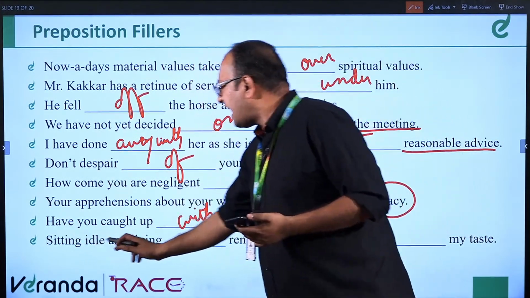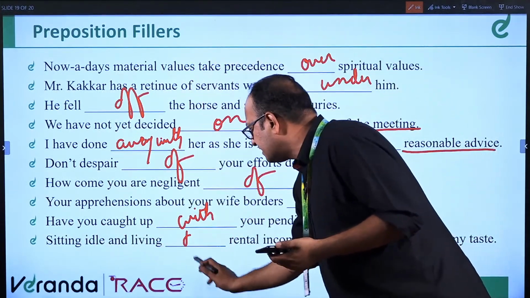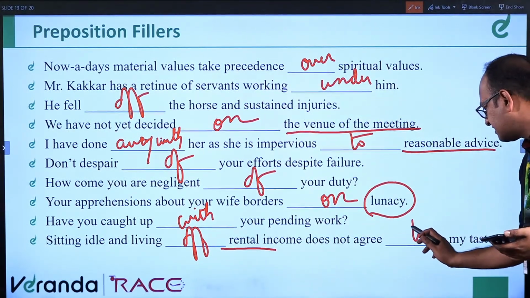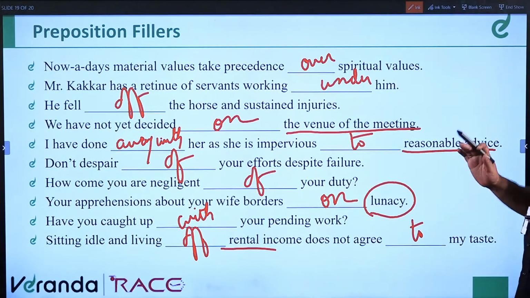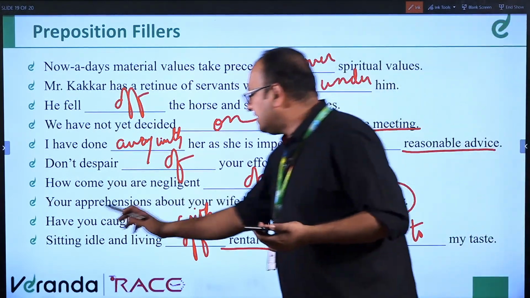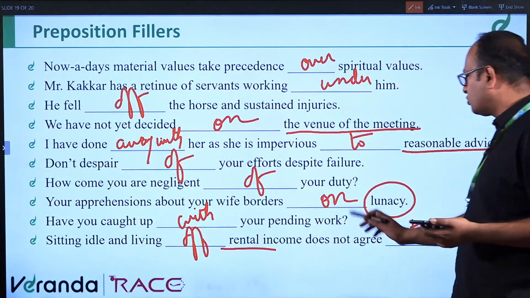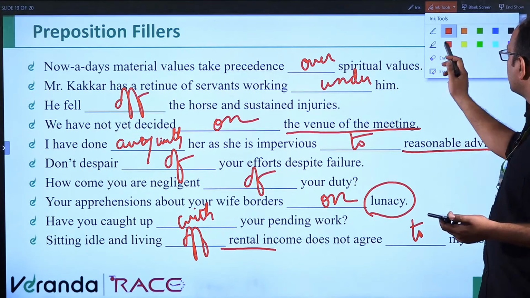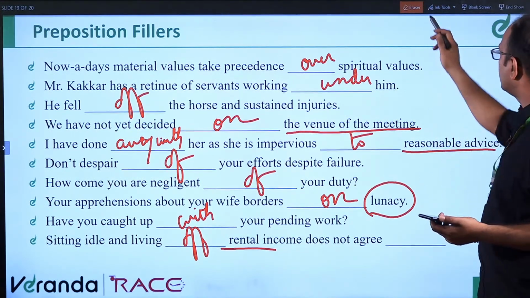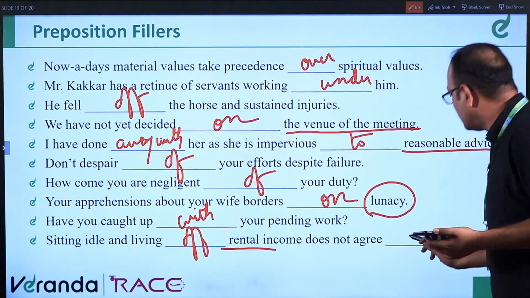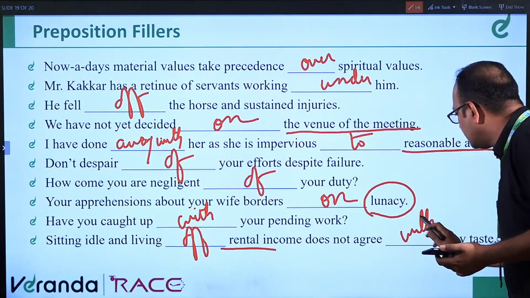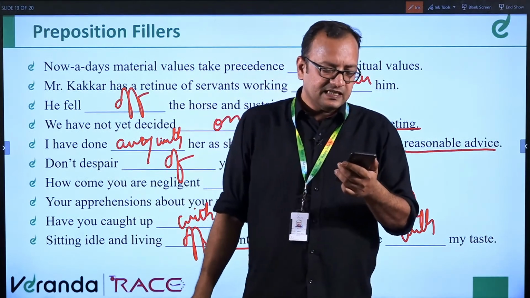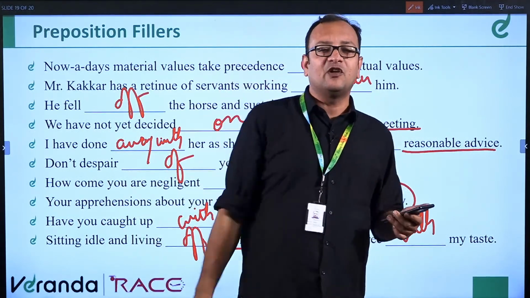Last question. Sitting idle and living off rental income does not agree to my taste. Agree with my taste. Just a minute. Sitting idle and living off rental income does not agree with my taste. With my taste. Fine. So, we have completed the exercise exactly at 12 p.m.